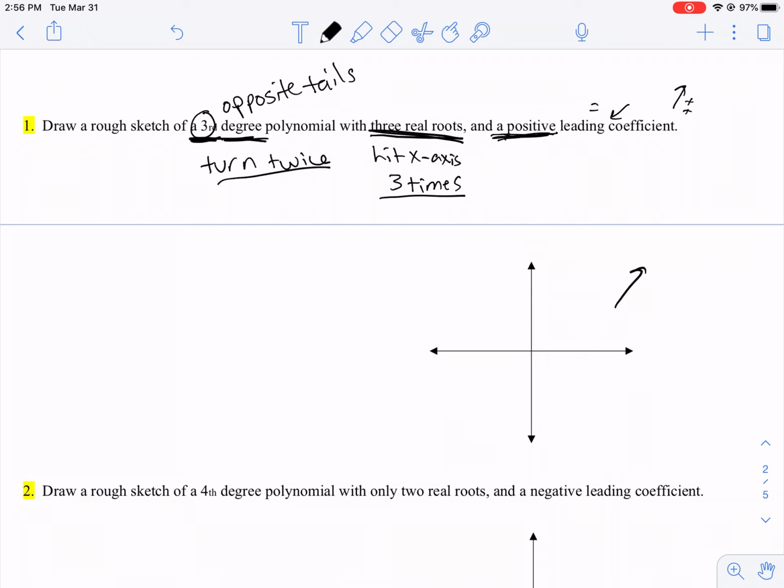So here's my up to the right. So I gotta hit the x-axis, turn, hit it again, turn, hit it again, and go down to the left. It's a cubic function. Okay, so I've hit 3 times, turned twice, and my tails are in the right position.